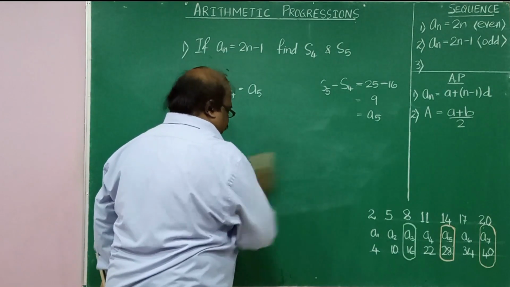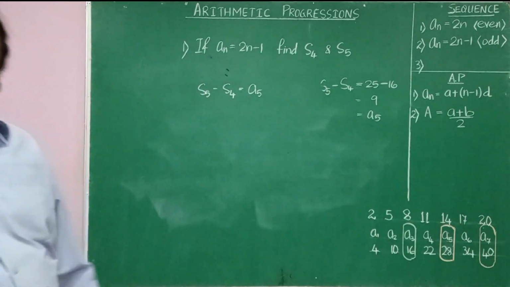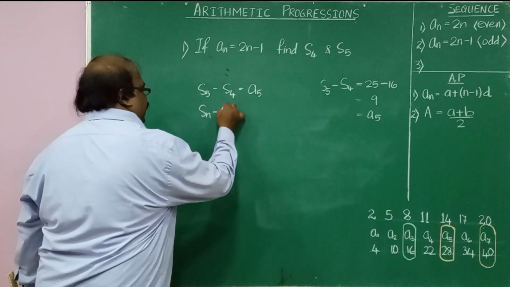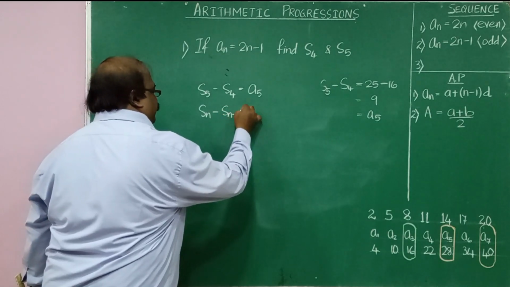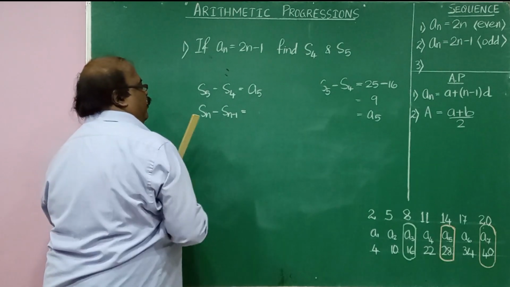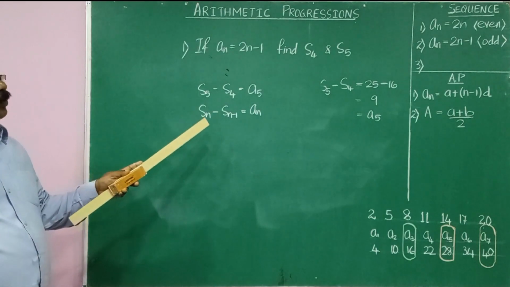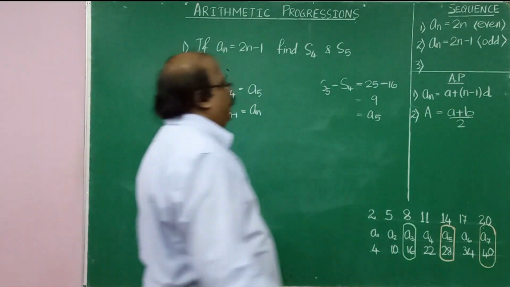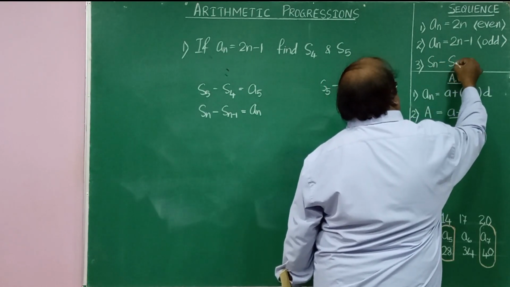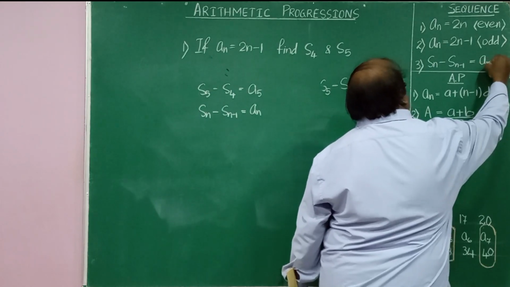A new formula: S5 minus S4 is equal to A5. I can generalize it as Sn minus S of n minus 1 is equal to An. This is the third formula, that is Sn minus S of n minus 1 is equal to An.